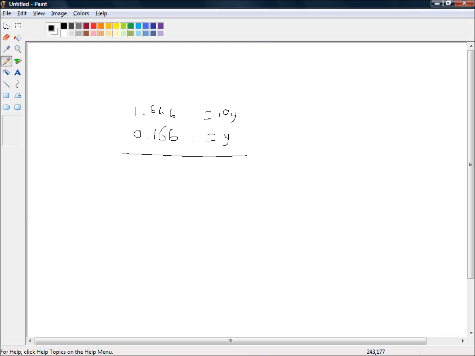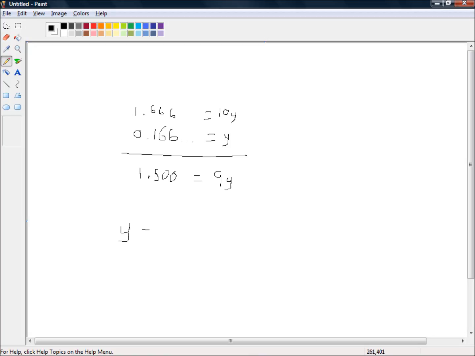And what happens when we take these away? Well, that leaves us with 1. So 0 from 1 is 1. Point, that becomes a 5. And then all of these become zeros. So 6 from 6 is 0, 6 from 6 is 0. Remember, the 6s go on forever, so we're just left with 1.5 is equal to 9y.